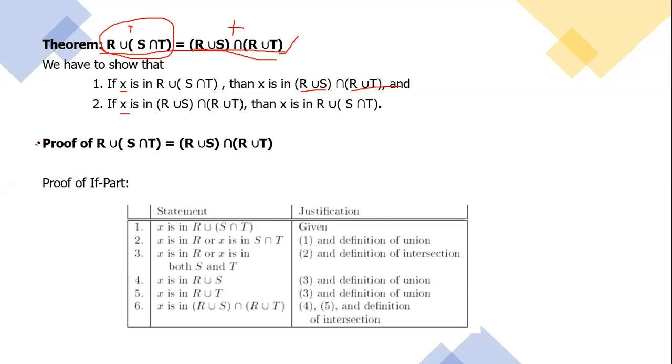This is also one of the examples of if and only if. This is the proof of the if part, the first part. I'm just taking that particular element X, and I'm going to prove this. The element X is present in the left hand side. Then I have to prove that the particular element X is also present in the right hand side, so that I can prove both the things are equal. Proof of if part. This is the statement and justification.